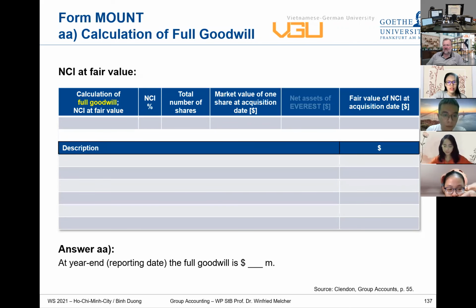So welcome back from the breakout rooms and the break. So we will have a look at the mount exercise.